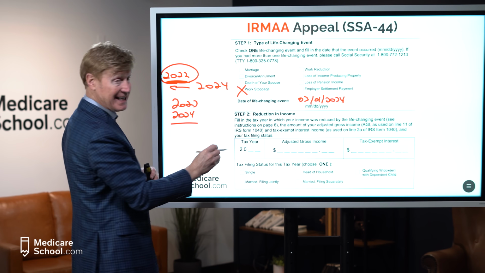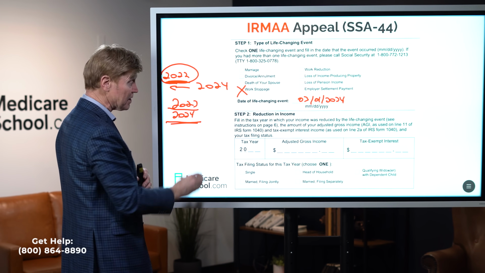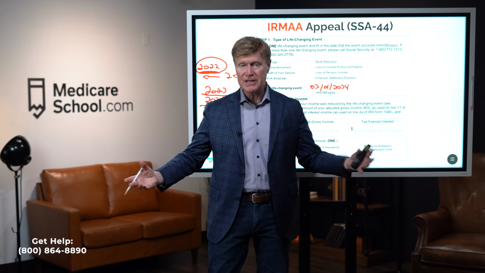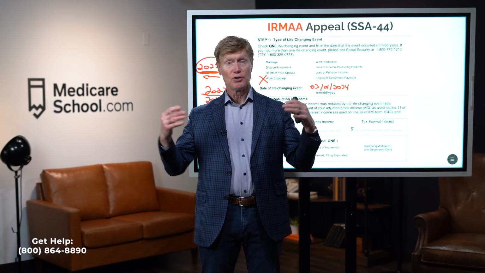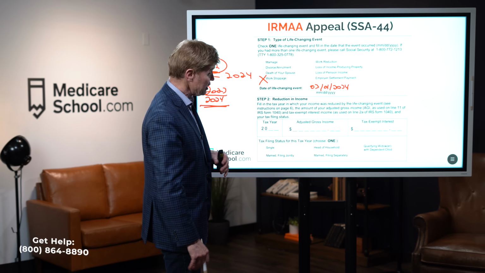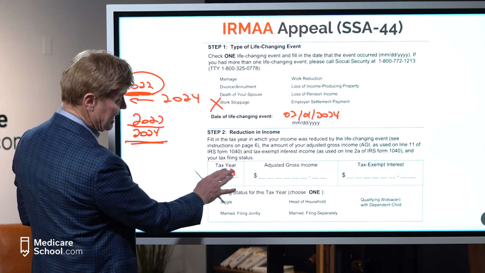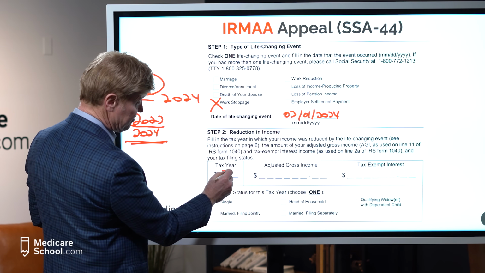So what I can do, I can ask them to look at 2023, or I can even project for what I'm going to make in 2024. Just be as accurate as possible. They'll go back and look at it later. So as long as you're accurate, I guarantee you can win the appeal. And so what we're going to do is we're going to put in the tax year here that we want them to look at. Again, it could be 2023, it could be 2024.